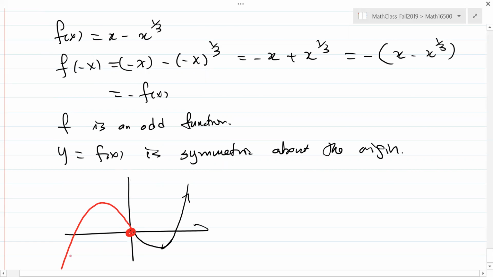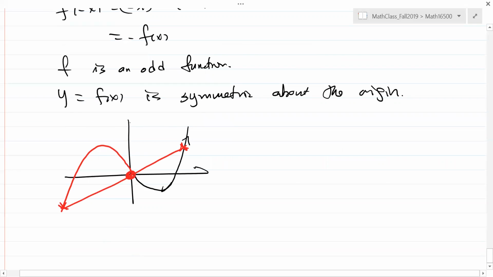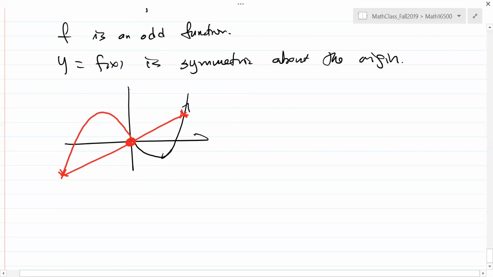Okay, symmetry means if you draw the line, if here's this point, the other point must be here. Symmetric about the origin. Okay, let's look at any polynomial. If the powers are odd, then it's symmetric about the origin. So if you draw the one side, you can get the other side.